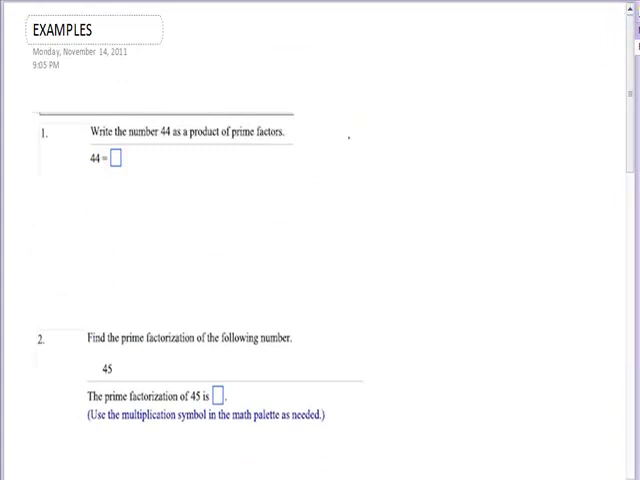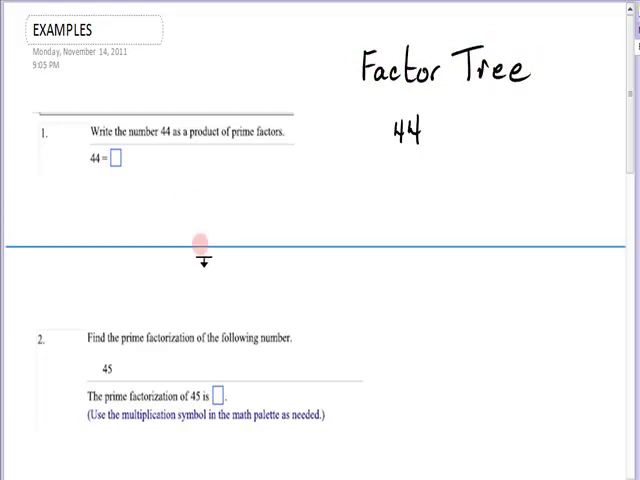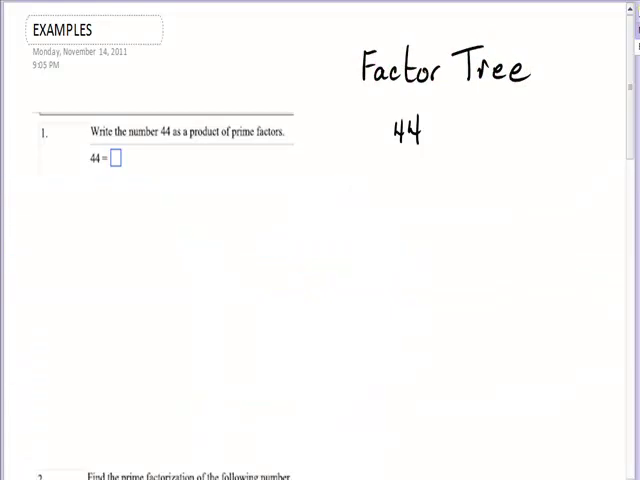All right, suppose I have the number 44. I'm going to do this by a method called a factor tree. There's other ways to do it. I like to use the factor tree, so that's what I'm going to do. In using a factor tree, you think of any multiplication fact that gives you 44, and you don't want to use 44 and 1. Anything else.